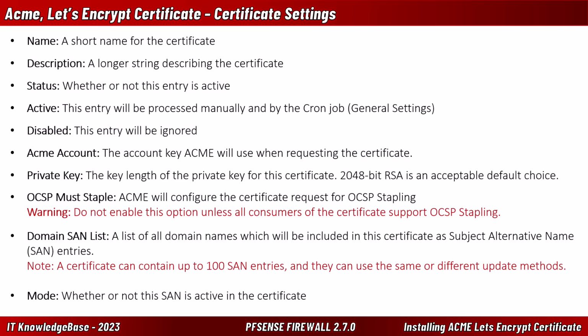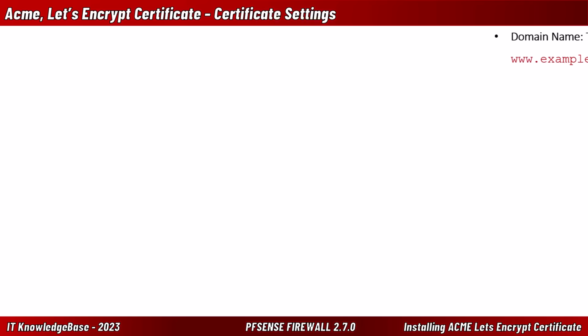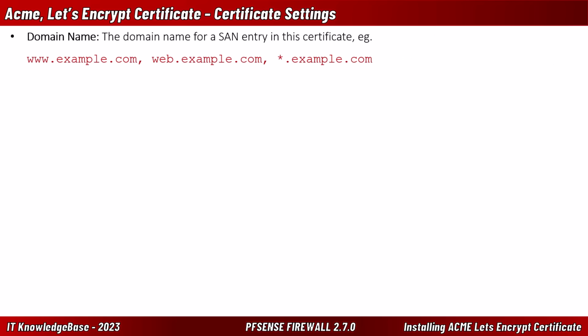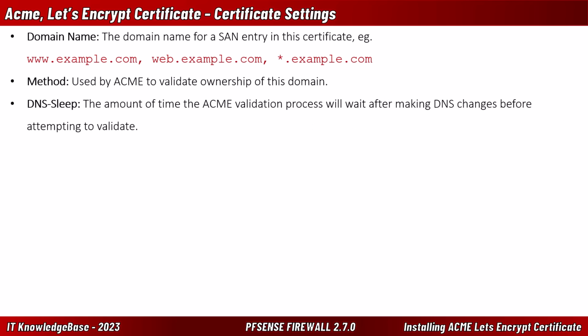Mode: whether or not this SAN is active in the certificate. Domain name: the domain name for a SAN entry in this certificate, which could be your FQDN or a wildcard domain, for example. Method: the method used by ACME to validate ownership of this domain. DNS sleep: the amount of time the ACME validation process will wait after making DNS changes before attempting to validate. Some DNS services take a few minutes to propagate entries after making backend changes. The default settings are typically sufficient, but a slower provider may require a longer sleep time.